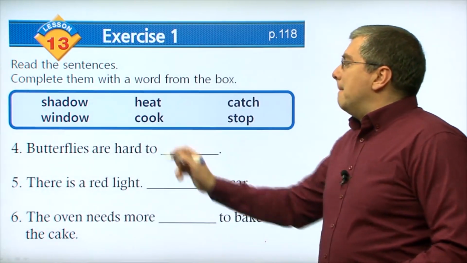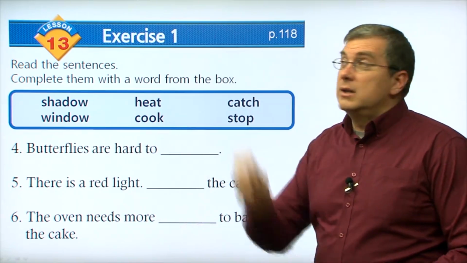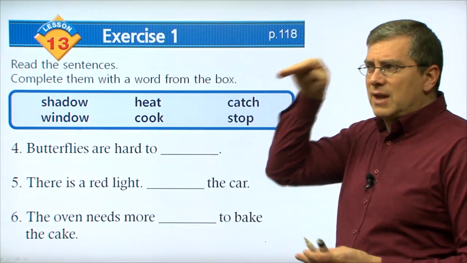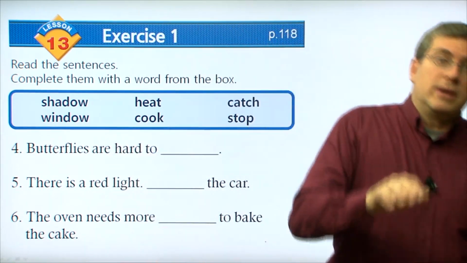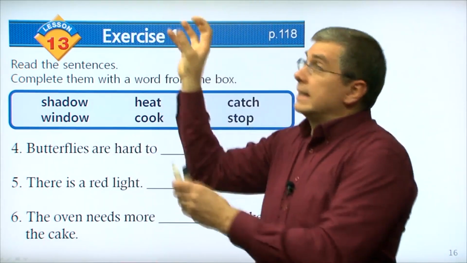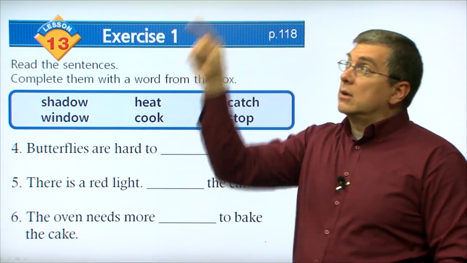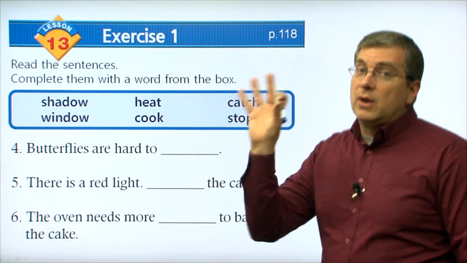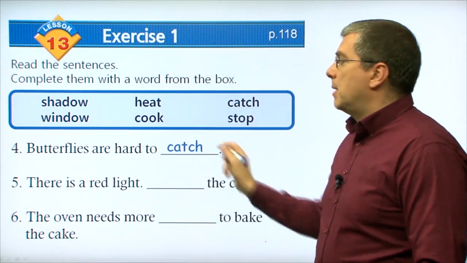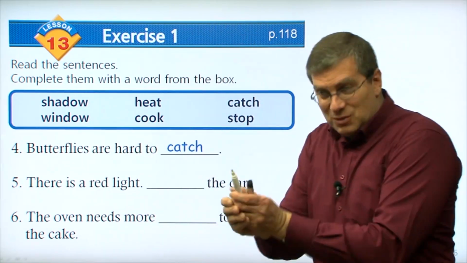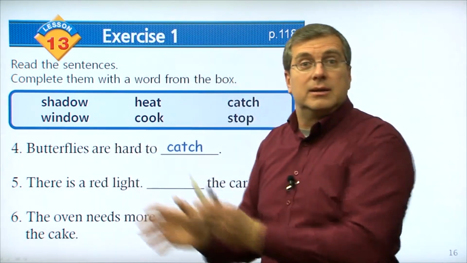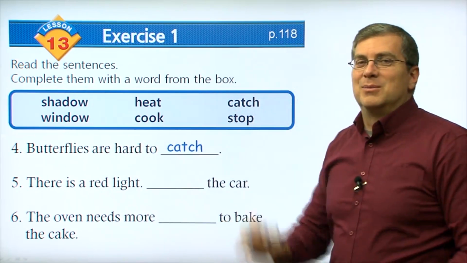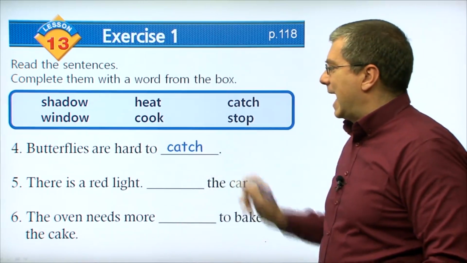Okay, next one. Number 4. Butterflies are hard to what, right? You see a butterfly. Butterflies fly kind of strangely, don't they? They don't just fly straight. They go woo over here and woo over there. And they're always changing. If you try to get one, it's very difficult because they're always going like this, right? So butterflies are hard to what? They're hard to catch. If you want to catch a butterfly, you go a little bit crazy, don't you? You have to wait till they land, and then you can get them. But when they're flying, they're very hard to catch.